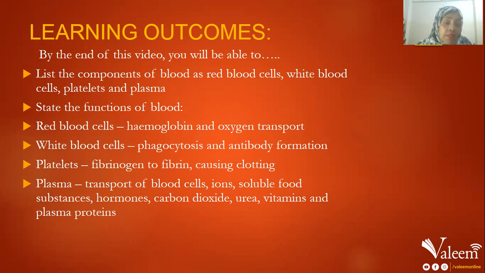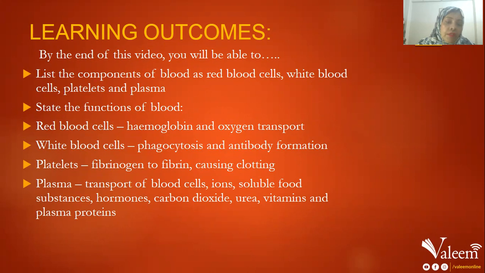and then red blood cells. We will discuss in detail about the red blood cells, what is hemoglobin, and how oxygen is transported by the red blood cells. Now, after that, we will discuss the white blood cells, in which I will introduce you to two new words, phagocytosis and antibodies.